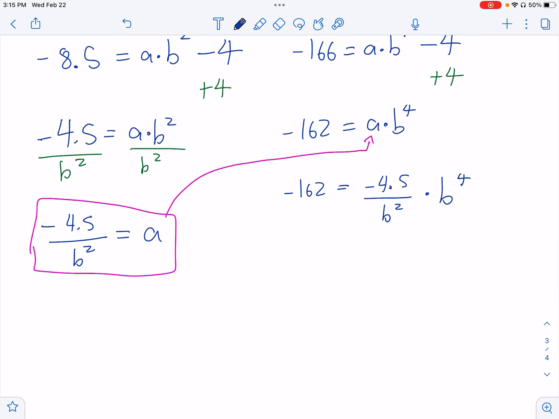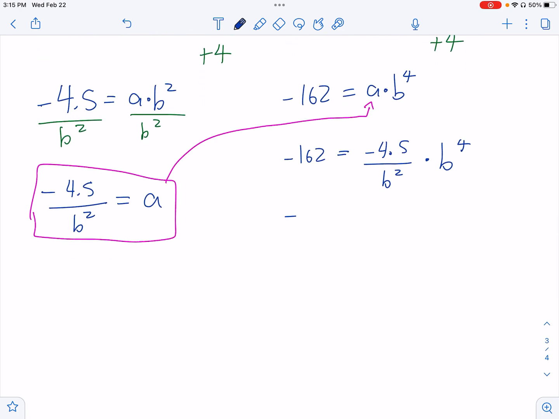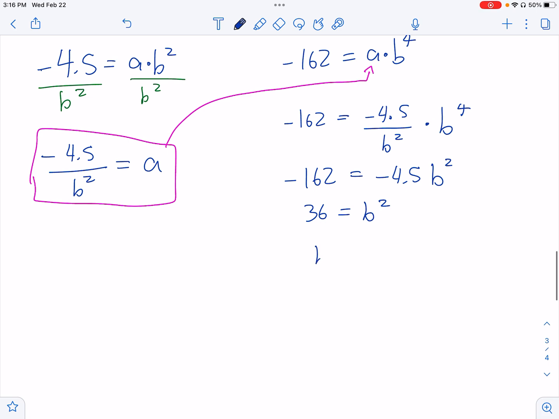B to the fourth divided by b squared is going to be b squared. So negative 162 equals negative 4.5 times b squared. Divide by negative 4.5 on both sides. And we get 36 equals b squared. So b is 6.